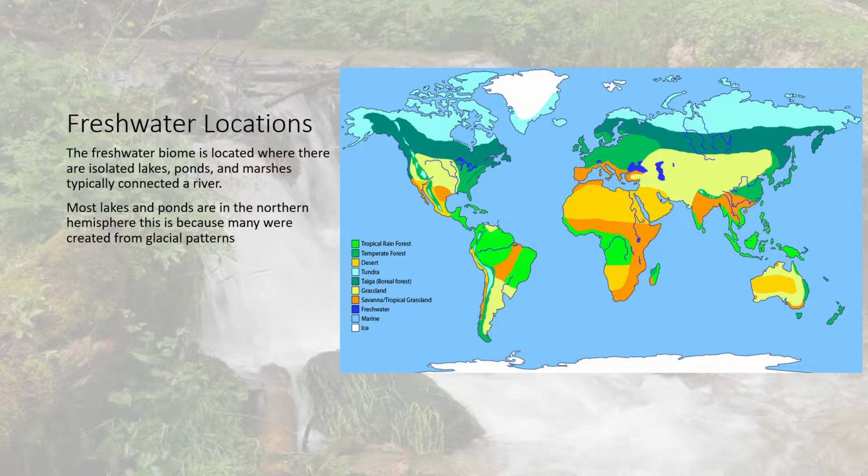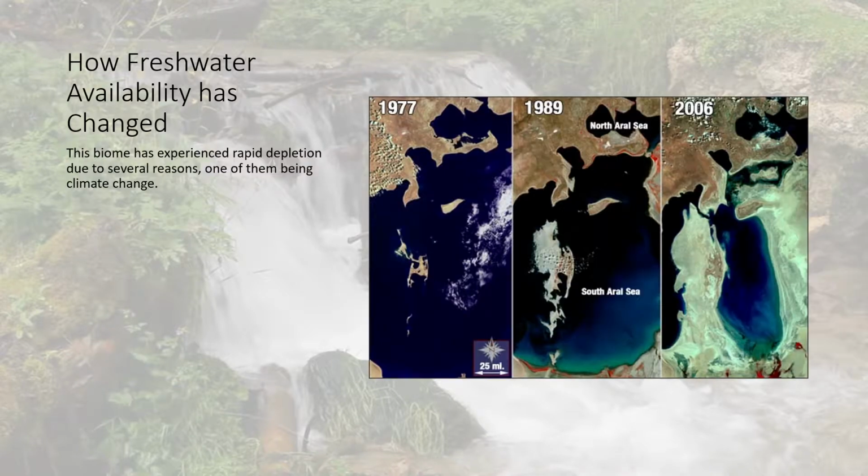The freshwater biome is found where any source of fresh water is located. Typically, this is a pond, lake, or river. Most lakes and ponds are in the northern hemisphere because many were created by glacial activity, such as glacier movement or melting. Unfortunately, the amount of fresh water available has rapidly been depleting.